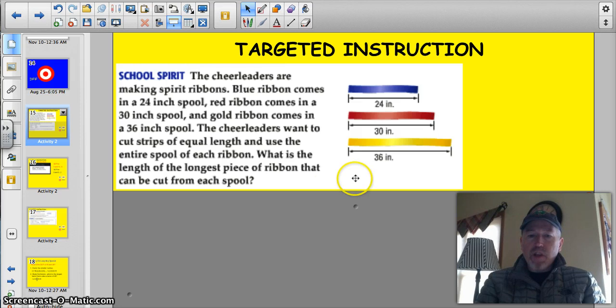What is the length of the longest piece of ribbon that can be cut from each spool so that there's no leftover? So they want to cut ribbons. They're all the same length. If you think of them cutting them this way. You think about that. This problem here can be solved if we know what the greatest common factor is, and we'll come back to it at the end.